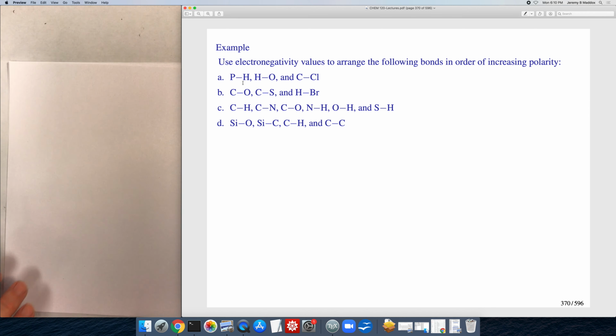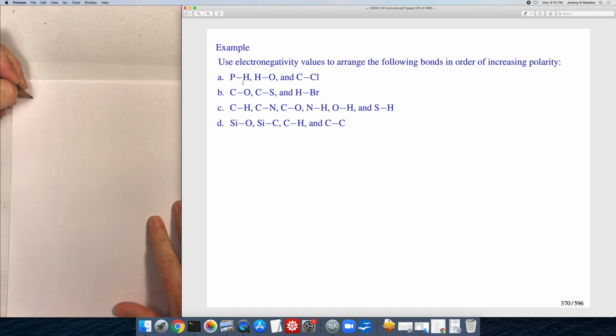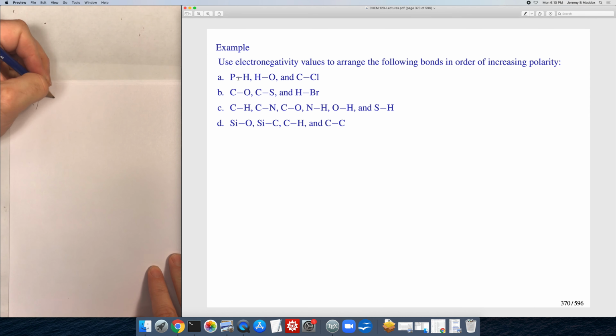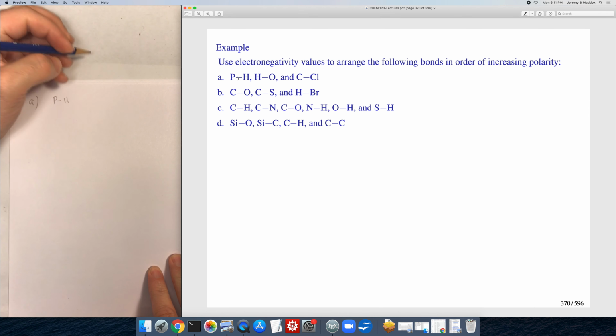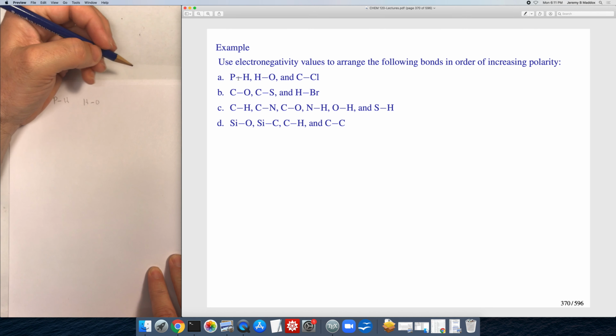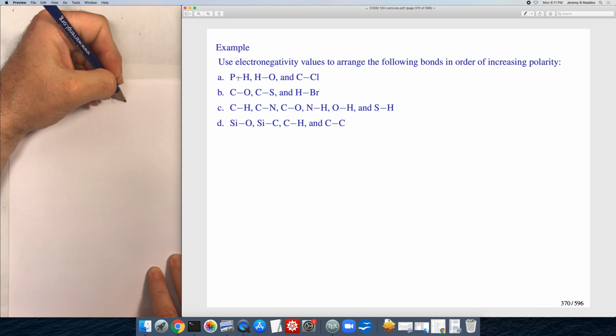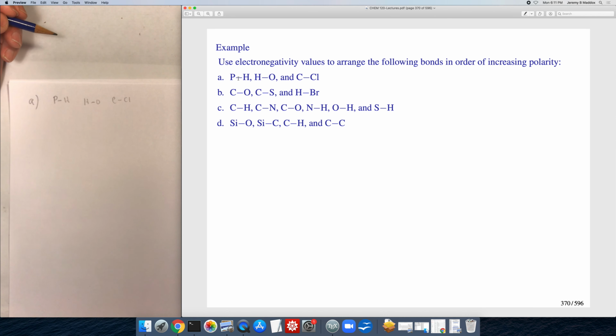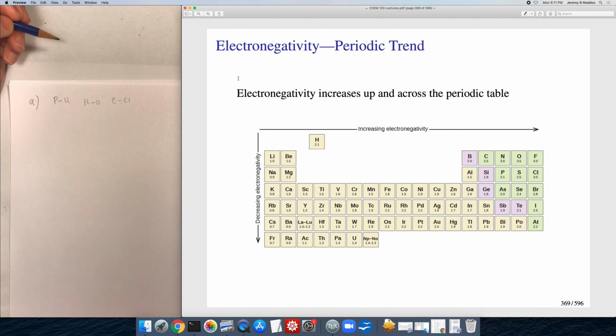Okay, and so in this example, we're being asked to evaluate the relative polarities of these different bonds. We have a phosphorus-hydrogen bond, a hydrogen-oxygen bond, and a carbon-chlorine bond. And so what we're going to do is turn back to this periodic table, and look at the electronegativity differences between the atoms.